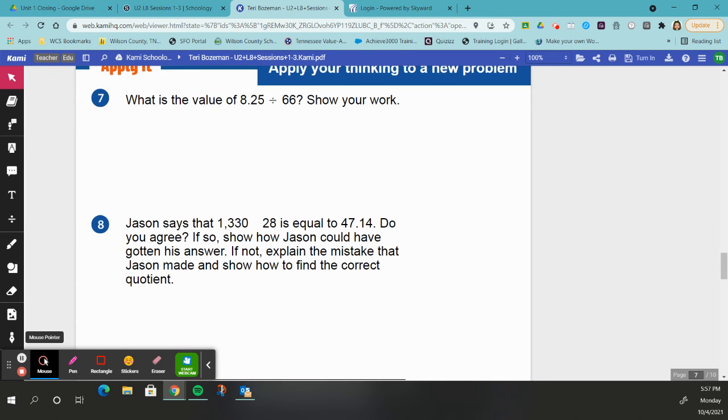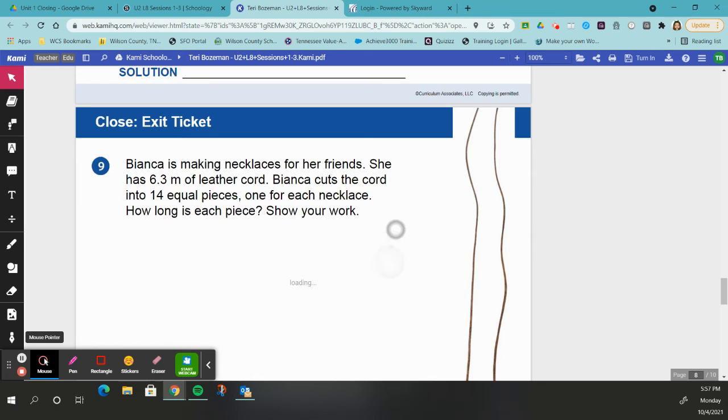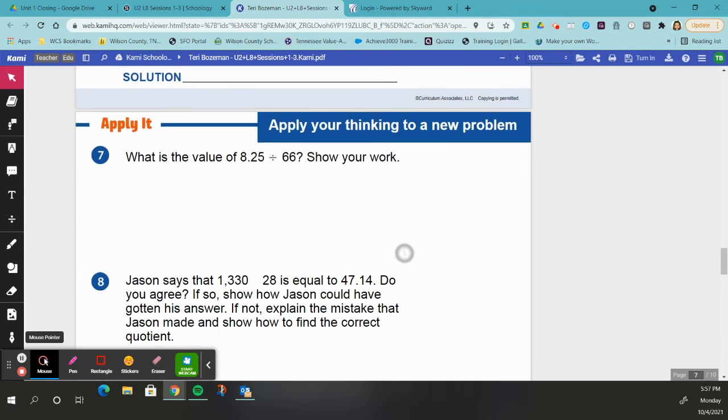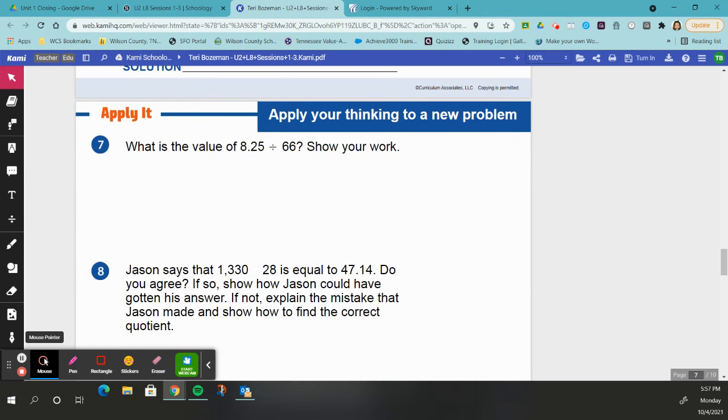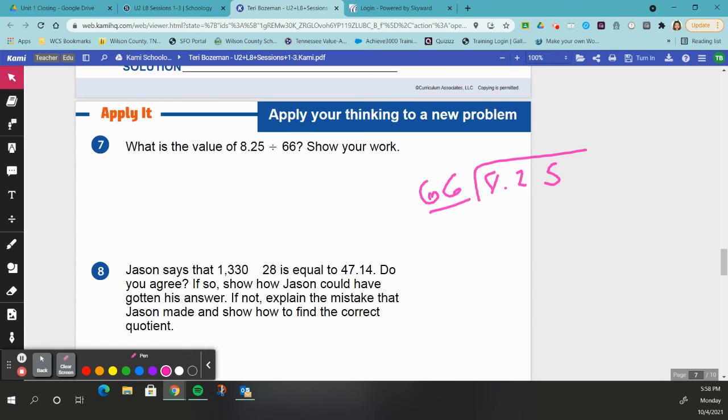All right, these last 3 apply it problems. We're going to look at what you're supposed to do in them, and then you're going to do them, all right? So number 7 says, what is the value of 8 and 25 hundredths divided by 66? Show your work. So we have 8 and 25 hundredths divided by 66. There are no decimal points in the divisor, so you're not moving the decimal over. You're just going to bring it straight up right where it is.